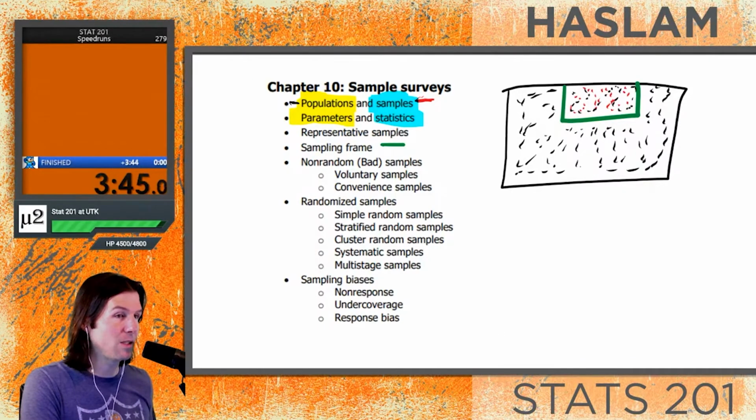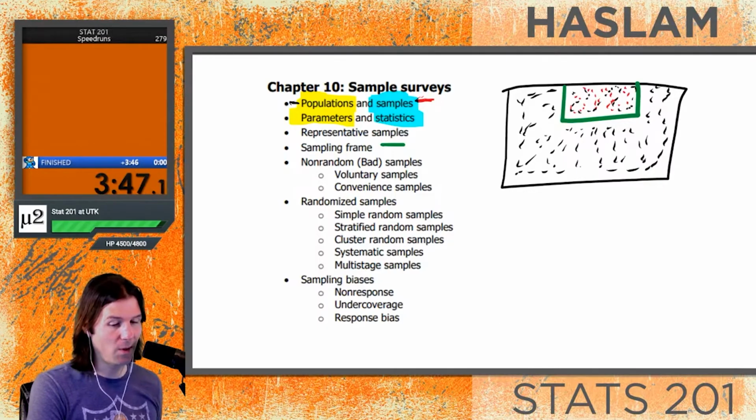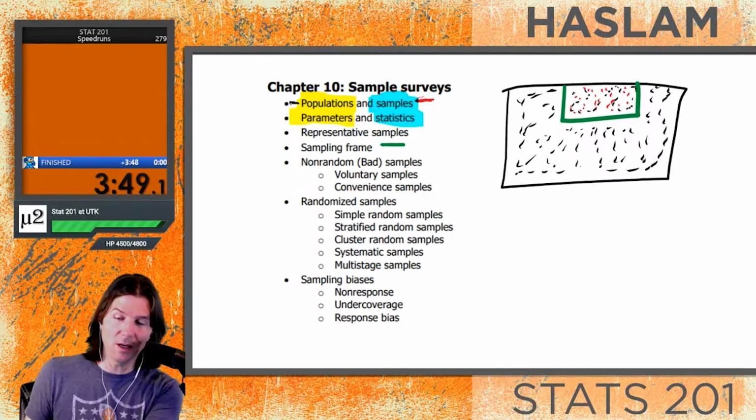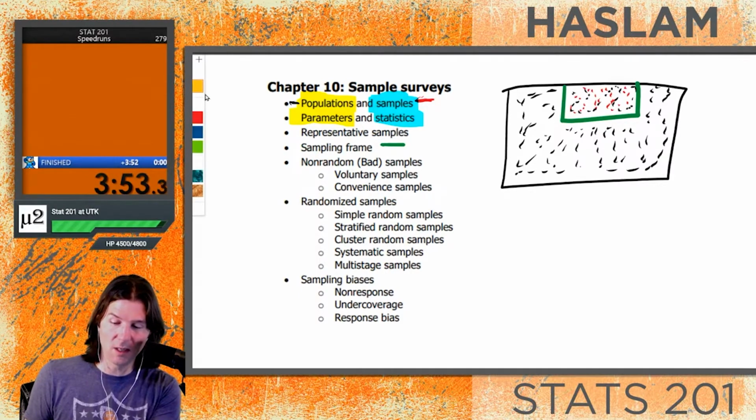Now, what we need to think about is how do we get a representative sample? We need to make sure we go at the right time. We need to make sure we have the right sampling techniques to get a representative sample. And what does a representative sample mean?